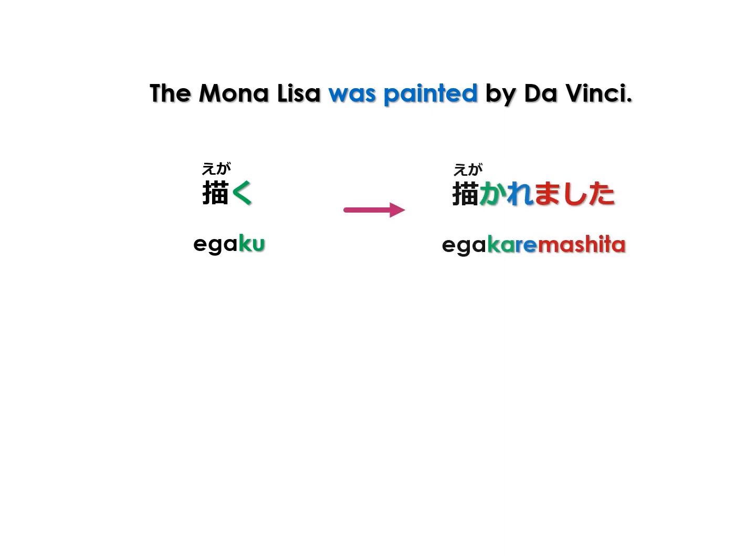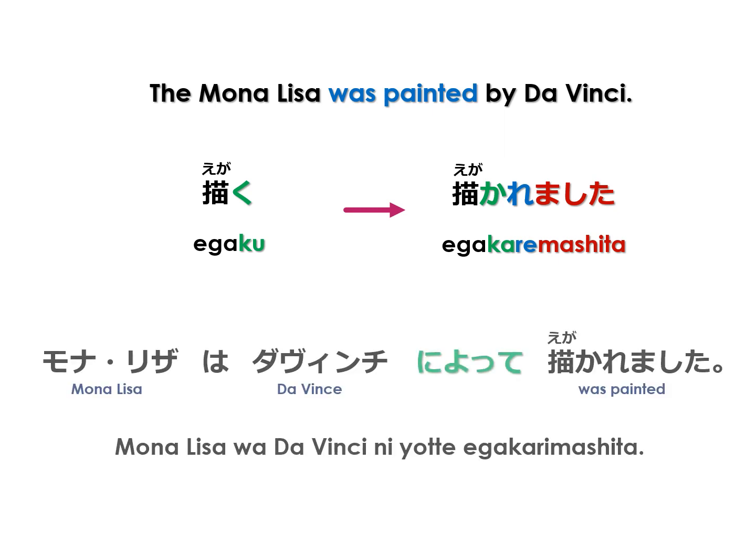Another example, the Mona Lisa was painted by Da Vinci. To paint or will paint is egaku, and its past tense formal passive is egakaremashita. Using that in the whole sentence: Mona Lisa wa Da Vinci ni yotte egakaremashita. We use ni yotte again to emphasize that the genius Da Vinci manipulated the Mona Lisa to be the masterpiece it is.